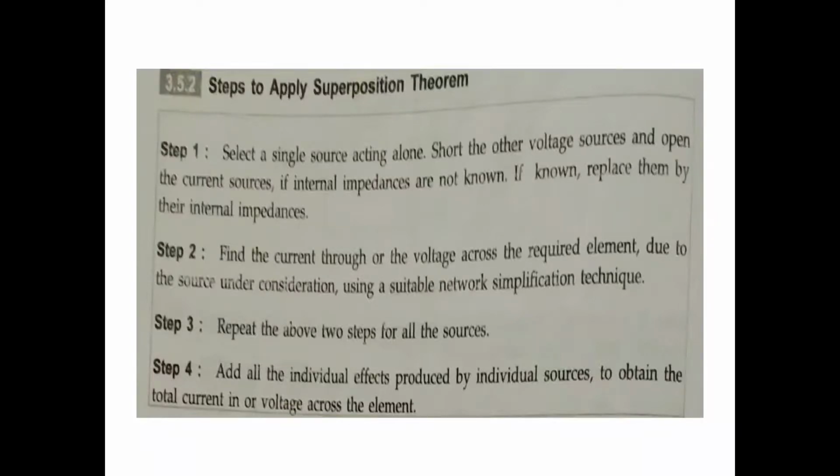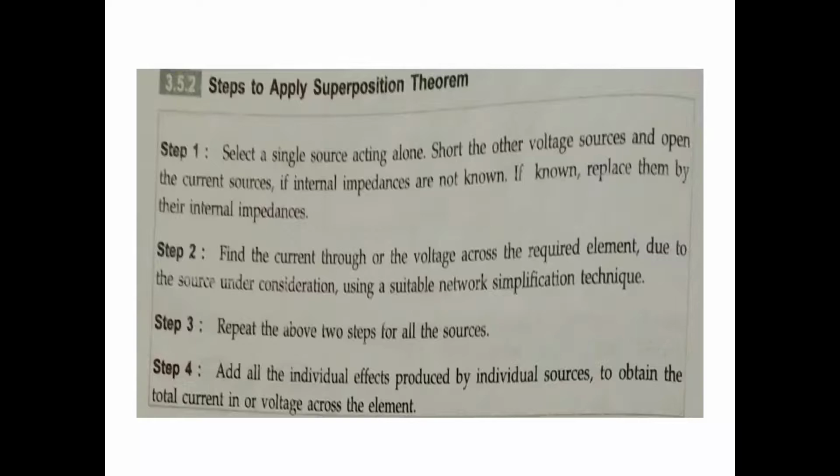First step, select a single source acting alone, short the other voltage sources, open the current sources. Internal impedances are not known. It means first the single source acts alone; any other voltage source is short circuited and current source is open circuited. If the internal impedances are known, replace the sources with them.